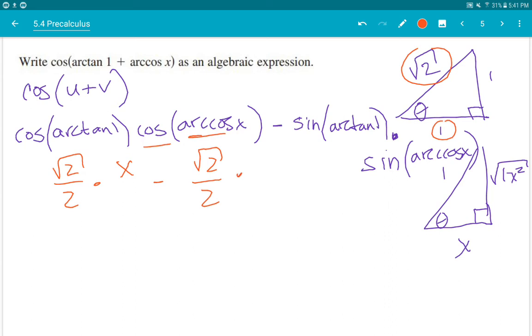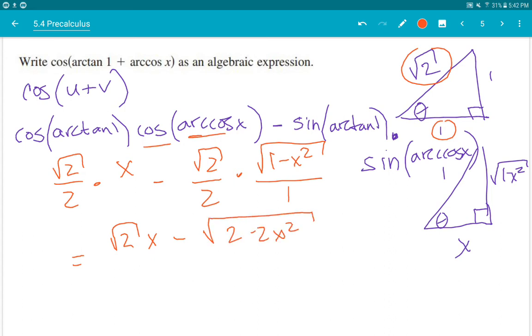Times the sine of arc cosine x. So here, what is sine? Sine is going to be radical 1 minus x squared over 1. Okay? So when we multiply this and add it together, we get radical 2 x minus, we can actually multiply this, so that's going to give us radical 2 minus 2x squared over 2. Okay, and then there you go, there's your expression. So again, creating these triangles on the side is going to help you when we start doing the inverse functions.